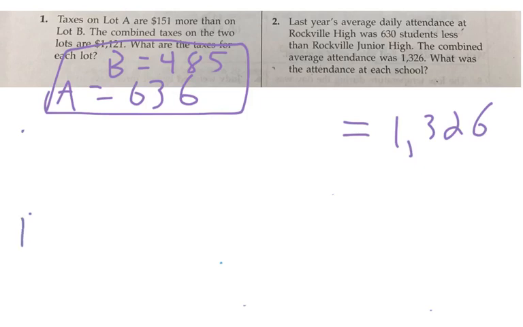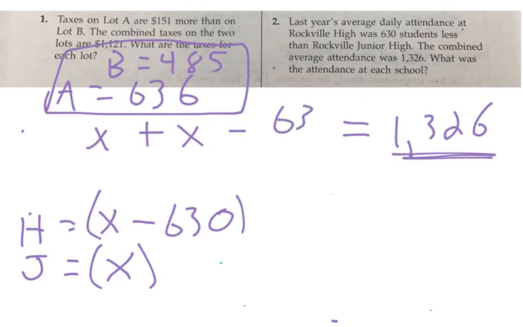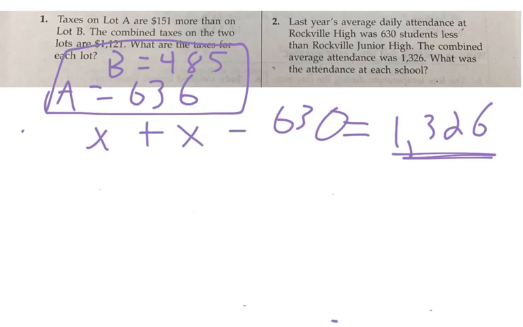Now, I have the high school and I have the junior high. I don't know anything about the junior high, so I'm just going to make it X. But then the high school is 630 less than the junior high. So it's the junior high minus 630. And what they're saying is that the high school and the junior high added together gives us this. So I'm going to write them like I'm adding it over here. And then I want to get X on one side and my numbers on the other.